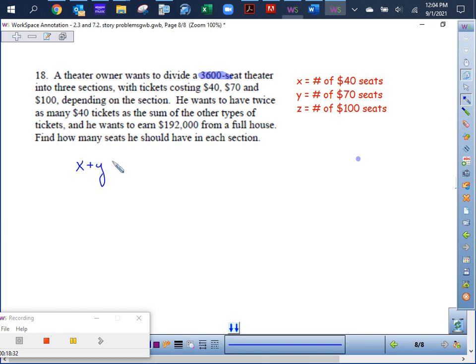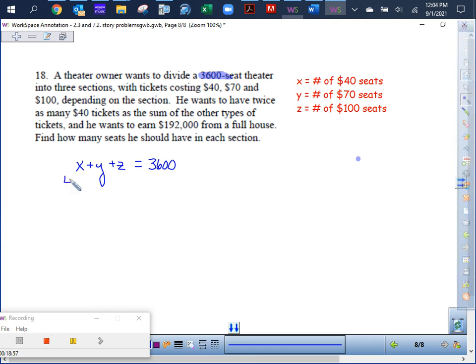So what do you want that first equation to be? X plus Y plus Z equals 3,600. We did not attach any of the prices with it. It is tempting to put 40x plus 70y plus 100z, but money has nothing to do with it. It's number of seats plus number of seats plus number of seats equals number of seats. Right? So now let's do a money one.